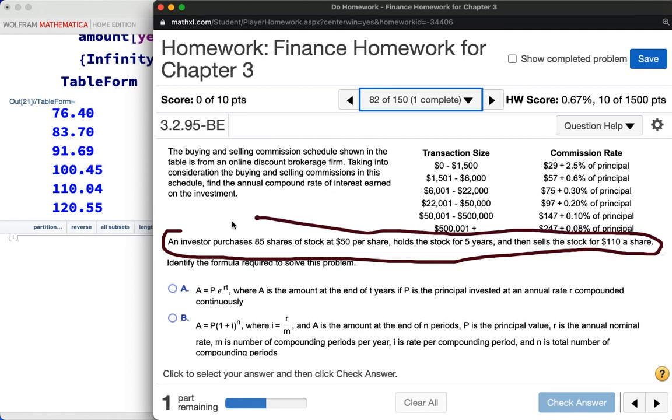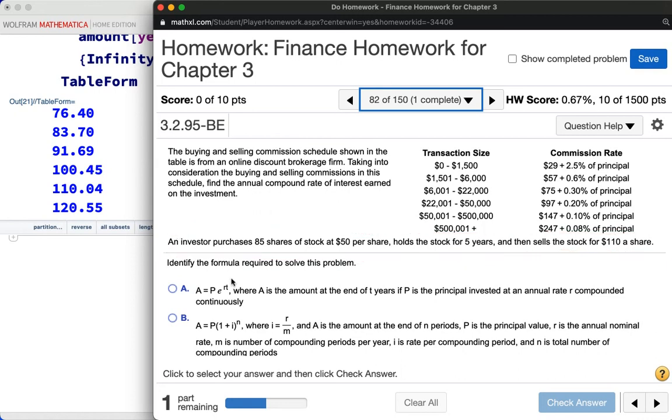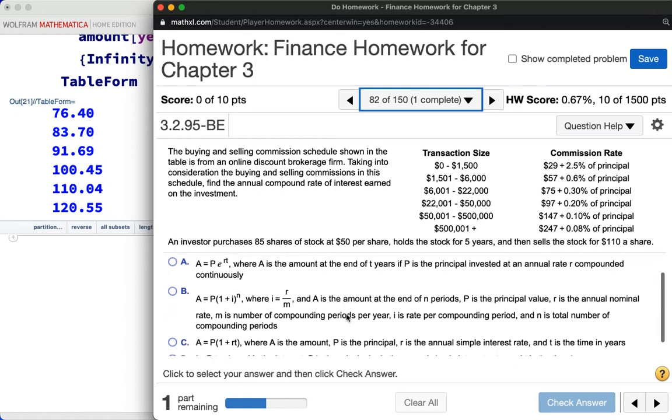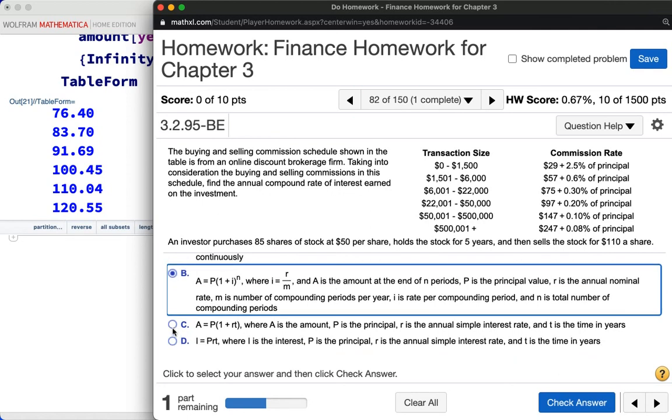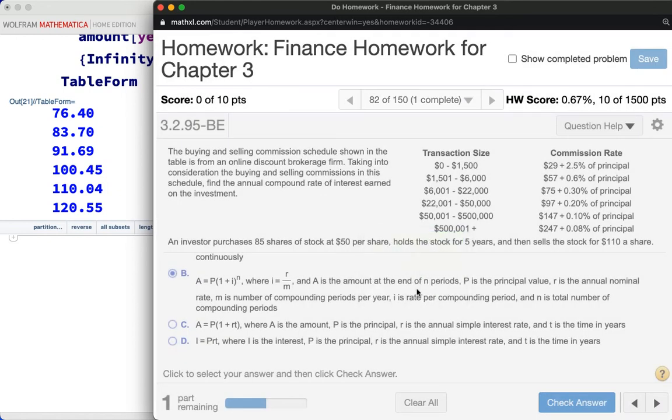The problem specifically says an investor purchases 85 shares of stock at $50 per share, holds the stock for 5 years, and then sells the stock for $110 a share. I'm assuming that the rate of compound interest is annual, once a year. Identify the formula required to solve this problem. So this is your traditional compound interest problem, so it should be option B. C is wrong. C is for simple interest. We're interested in B. Okay, that's correct.